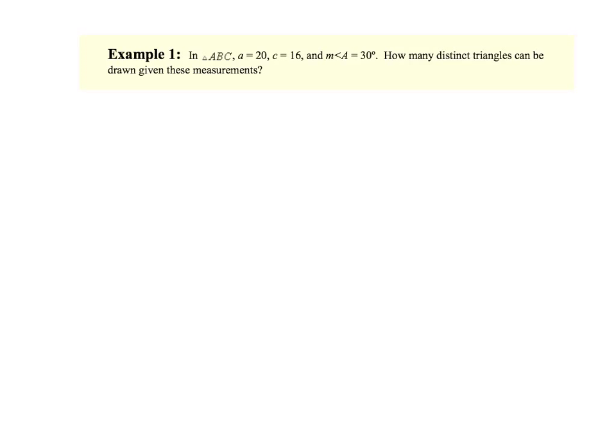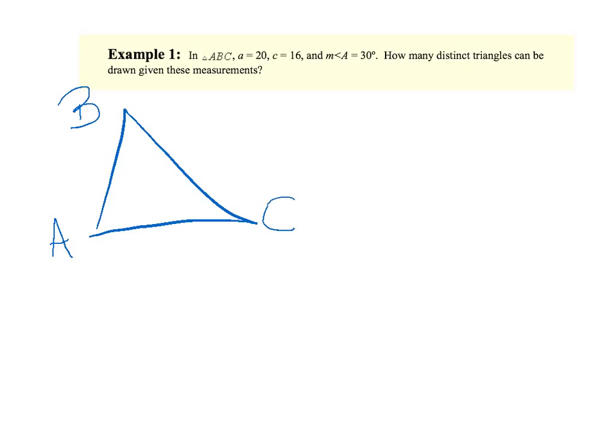All right, example 1, triangle ABC. Now notice they don't say it's a right triangle, so we're going to draw any random triangle, ABC. We'll label our sides. A is 20, C is 16, angle A is 30, and the question is how many distinct triangles can be made. So I just want to recall our answers. Your answers are either going to be 0, 1, or 2. You've got 3 options.